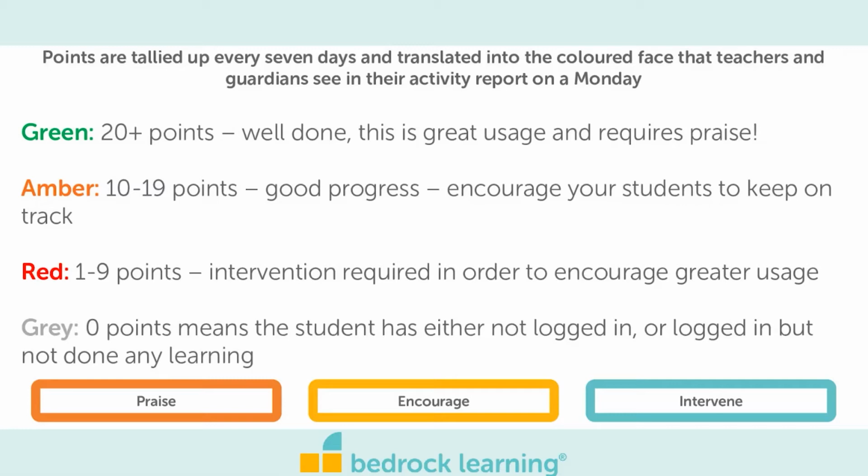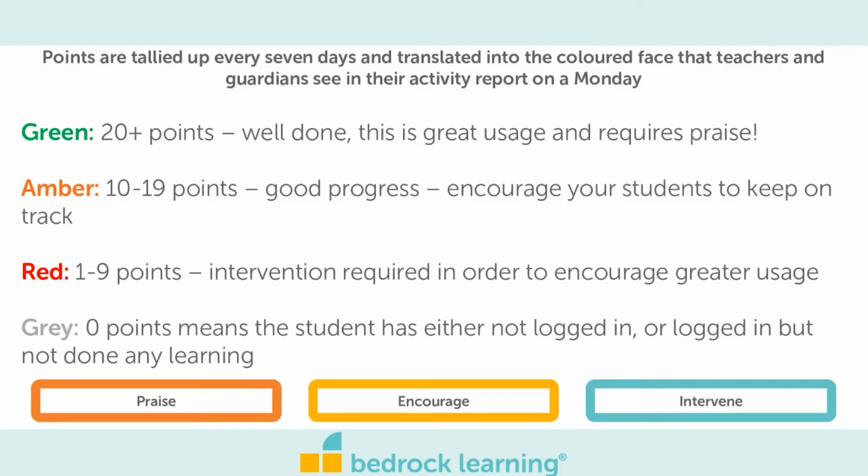Now, a student with great engagement will have green next to them, and they require praise. They're doing exactly what they've been asked to. They're consistently doing their work, well done. A student with amber will need encouragement. They're just where they need to be, but actually they could be doing even better. And a student with red next to them needs intervention. They need a little bit of support.